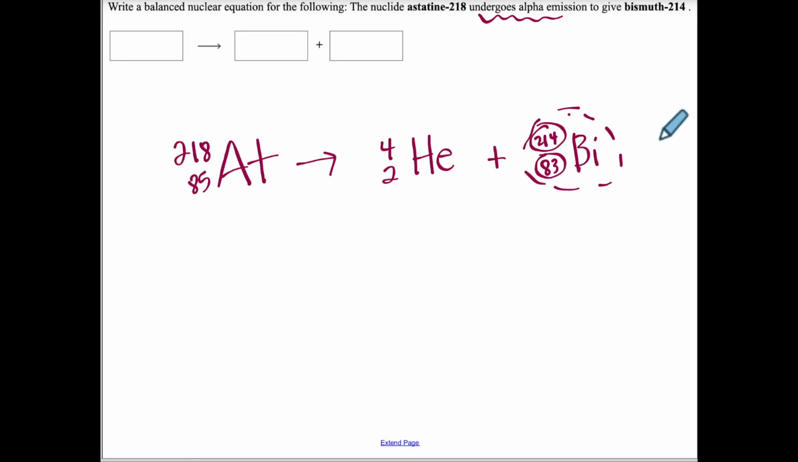So we put Bi. Now on OWL, when you're entering this, when you click in the box, there's an option to choose a template that has boxes that look like this, and that's the one that you need to choose, and it will let you type the numbers and the symbol right in there.